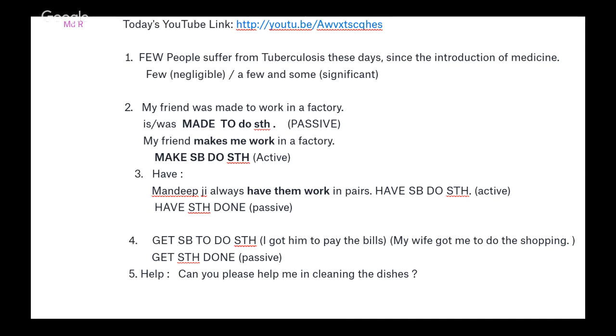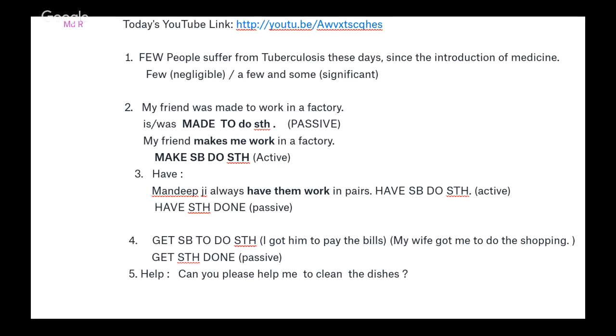Help in? It should not be in. Then it should be help me to clean. So he says it should be help me to clean the dishes. How many of you think this is right? Of course, this is 100% right.